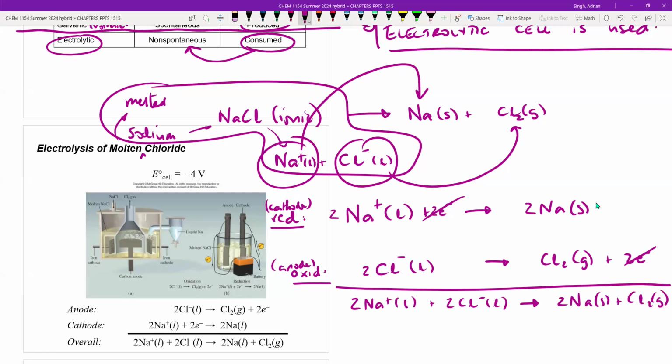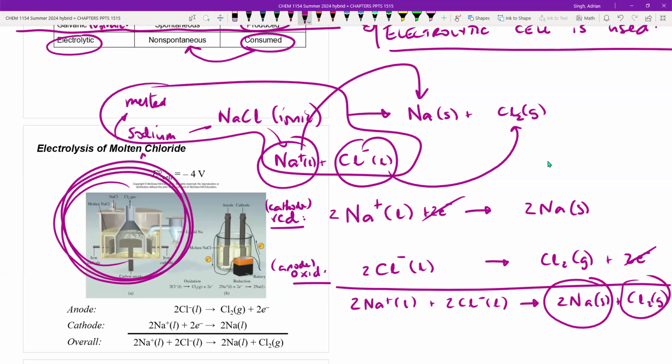So this is a way, if we take molten sodium chloride, we can actually produce elemental sodium, and we can also get chlorine gas. And that is actually what is done on an industrial scale to produce sodium metal and chlorine gas. This is the actual equipment, again, done on a huge scale to produce those products. So this is done for industrial production of metallic sodium and chlorine gas.